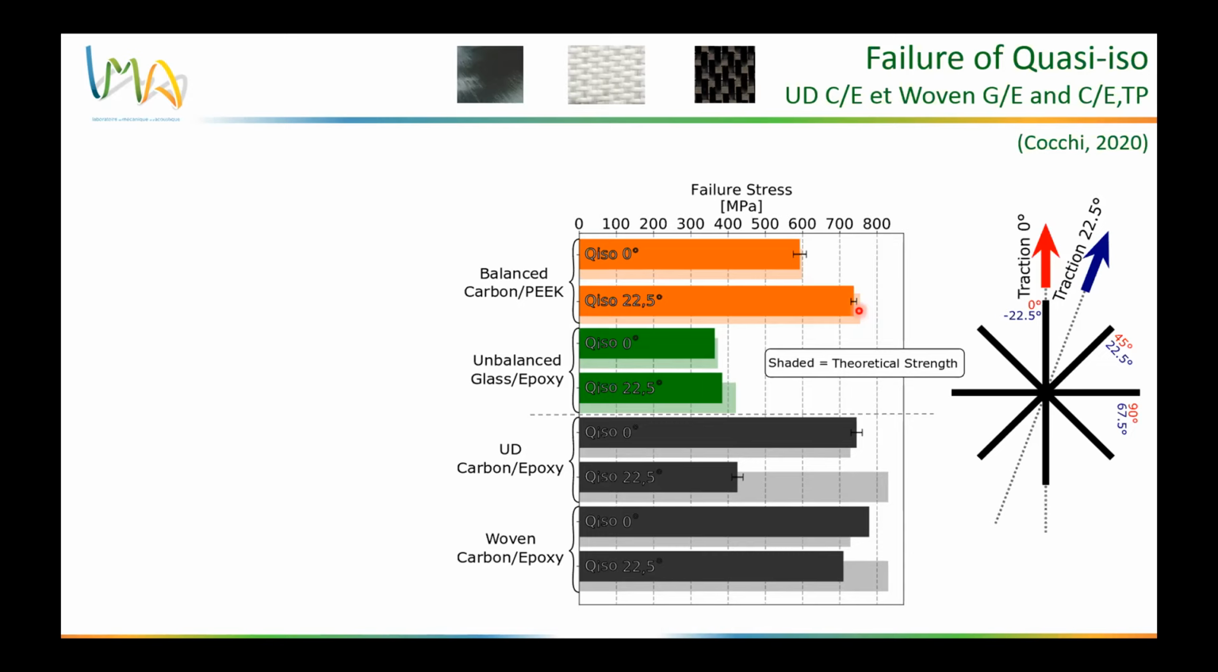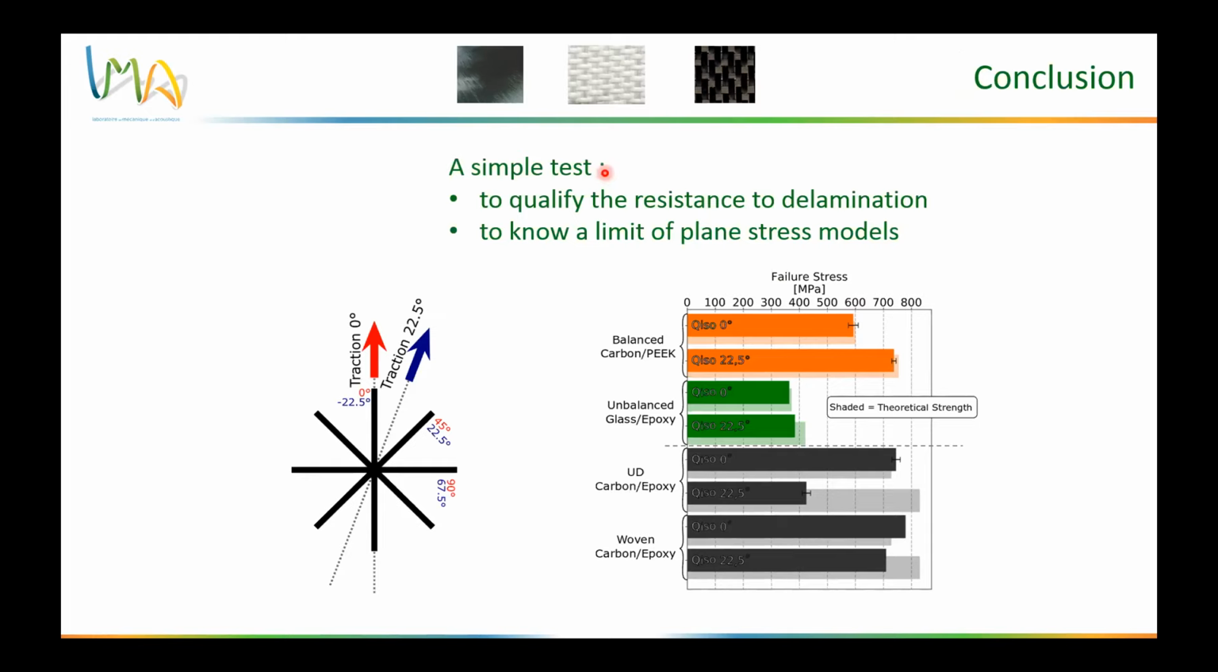So finally, in conclusion, I presented you a very simple test to qualify the resistance to delamination of different materials, and/or to know the limit of plane stress models. Of course, it is much easier to use because it's in 2D. If you want to study the delamination, we need to do 3D computation. So thank you for your attention.